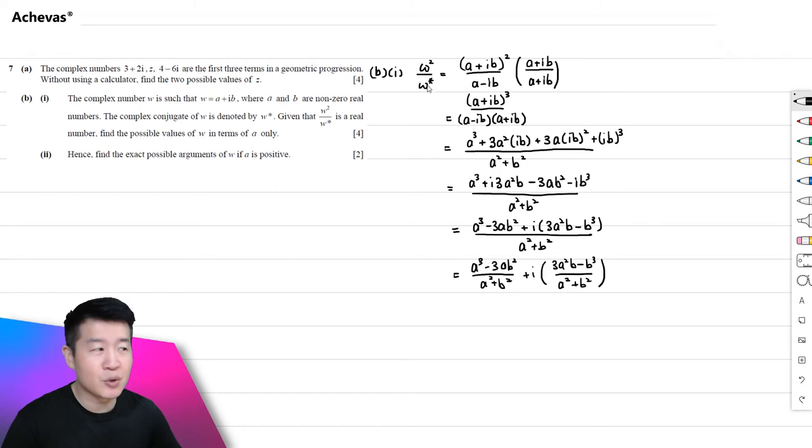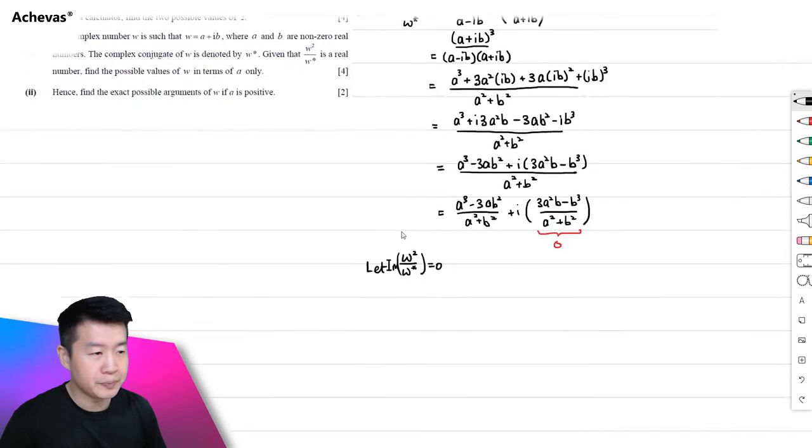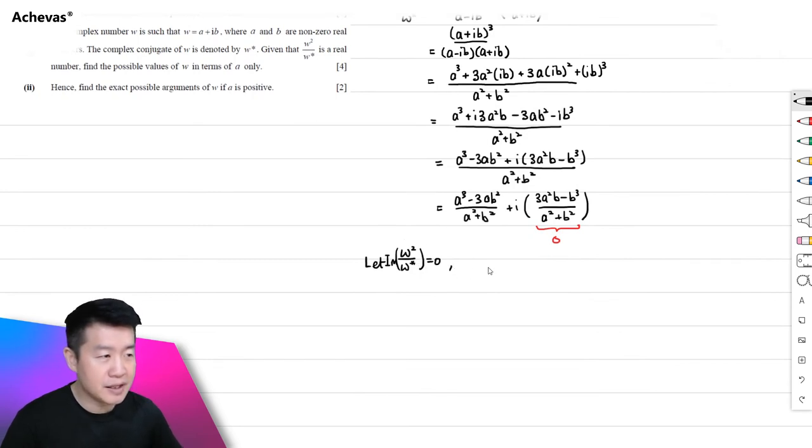And the question says that w squared over w conjugate is a real number. So if it is a real number, the imaginary portion must be equal to 0. So to continue from here, sorry, I'm going to be letting the imaginary part of this be equal to 0. So this means that 3a squared b minus b to the power of 3, this divided by a squared plus b squared, this is equal to 0.